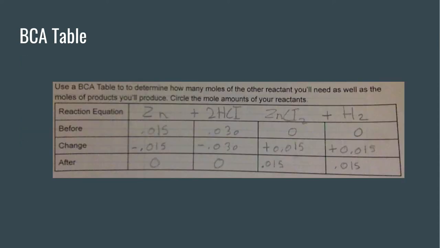BCA table. Looking at the BCA table, you can see that we used all of our original substance and ended up with 0.05 of our new substance.